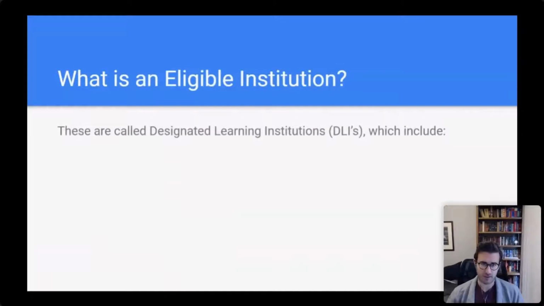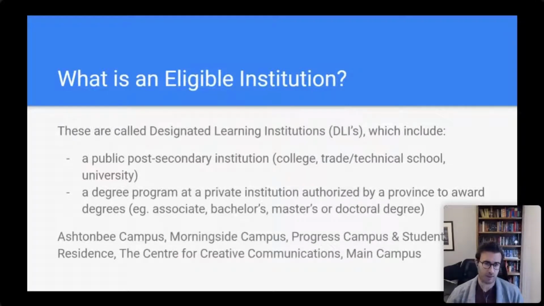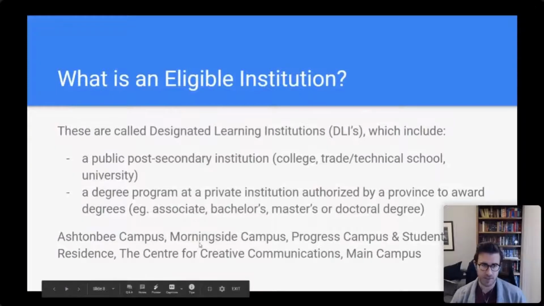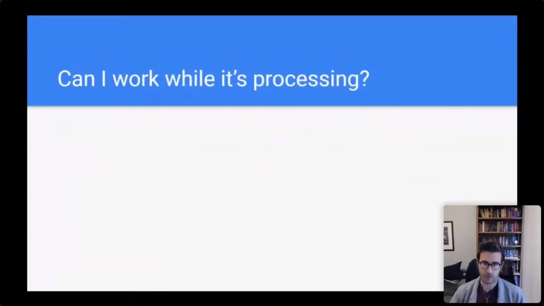Now, what is an eligible institution? These are called DLIs, designated learning institutions. I'm not going to spend too much time talking about these because I already did the homework and looked up that if you are studying on one of these campuses at Centennial, then it is considered a DLI and you would be considered eligible for the post-grad work permit. So if you're at any of these campuses at the bottom, Ashtonbee, Morningside, Progress Campus and Student Residence, the Centre for Creative Communications, or Main Campus, then you are considered studying at a DLI. And so, assuming you're completing a program of 8 months or longer, you should have a very strong chance of getting a post-grad work permit.